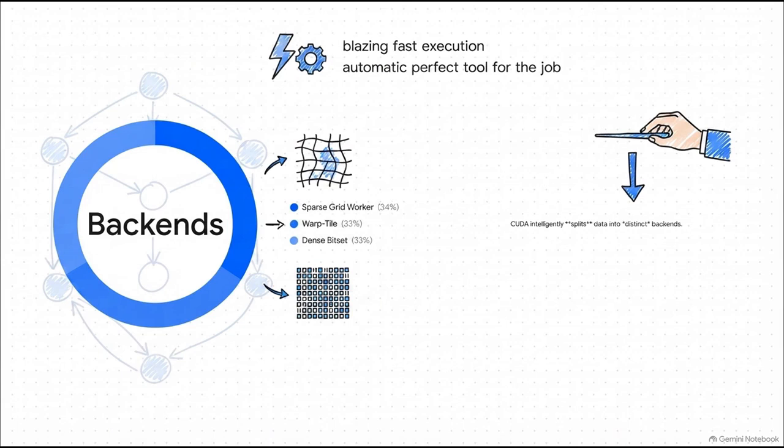In fact, the CUDA implementation intelligently splits data into 3 distinct backends. Whether you need a sparse grid worker for scattered data or a dense bit set for tightly packed features, the orchestrator automatically chooses the optimal path for you. You don't have to micromanage any of it. The execution just stays blazing fast while automatically using the perfect tool for the job.